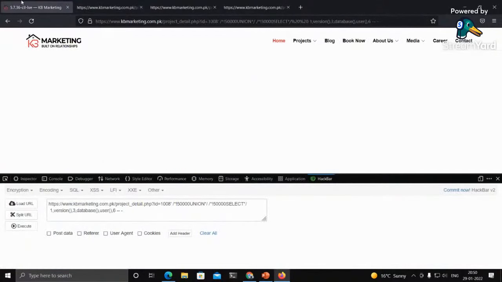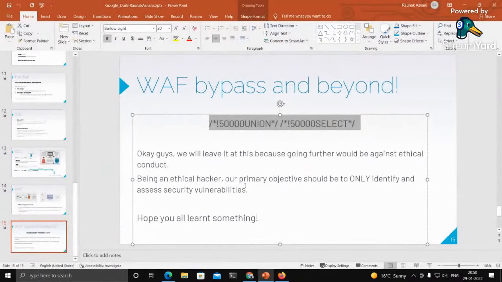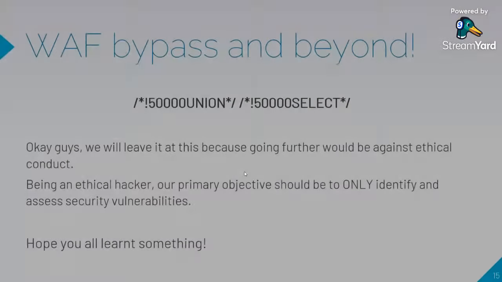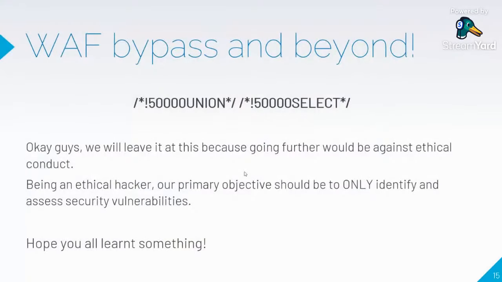So we have the name of the database, the version that they are using, as well as the user. Now, guys, this is going to be a bummer because it would be against ethical conduct to proceed any further. So, being an ethical hacker, our primary objective should be to only identify and assess vulnerabilities. So we should just stop at this moment now that we know that this site is vulnerable to SQL injection.